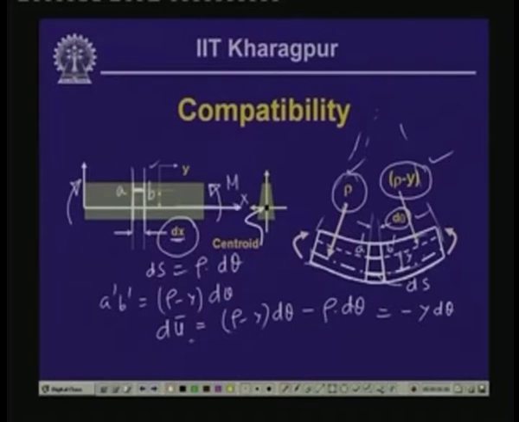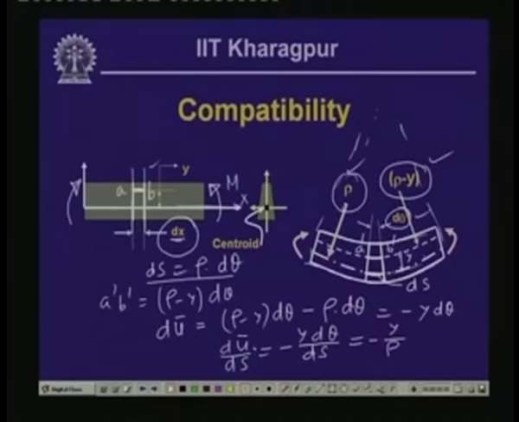Now, if we divide this by original length, so du bar over ds is equal to minus y d theta over ds, and ds as you know is rho d theta. So, this is nothing but equal to minus y by rho. Now, du bar is the stretching in the curved direction. If we take the horizontal component of that, the angle being very small, the cos of that angle will be almost equal to 1, and du bar we can call as the axial stretching du, and likewise the distance ds which is along the arc length, the component of that in the horizontal direction is equal to the original length dx.